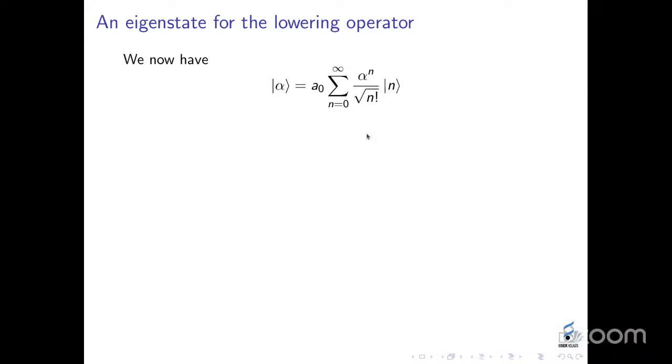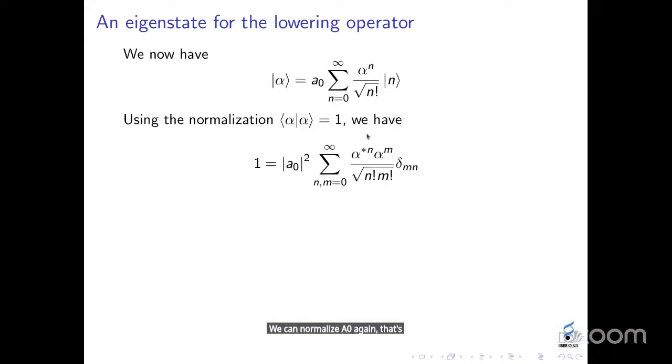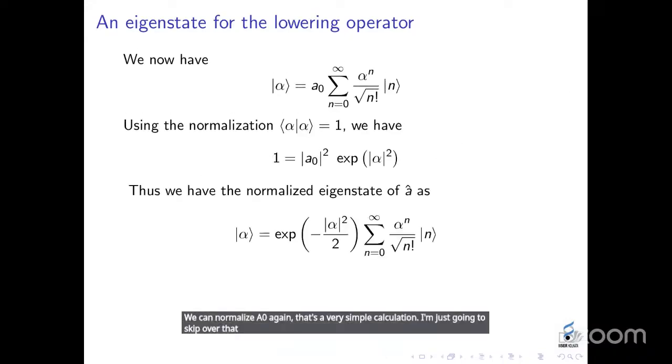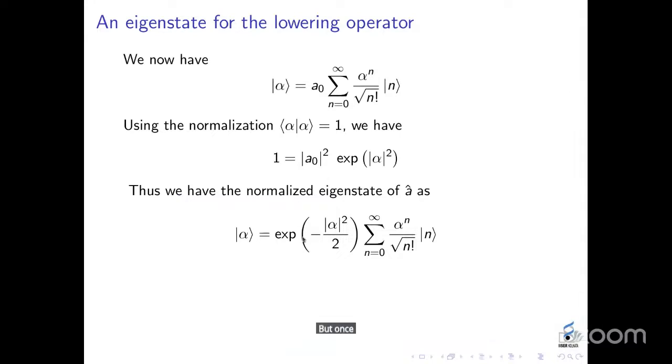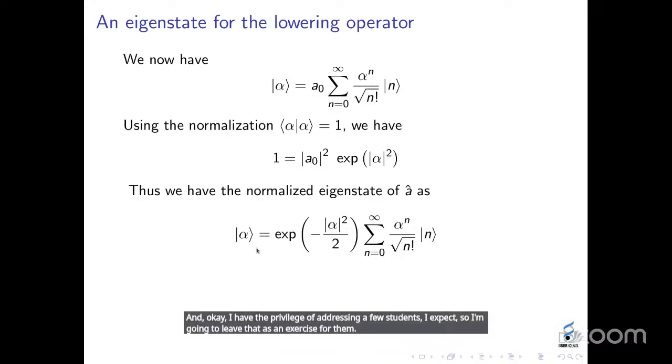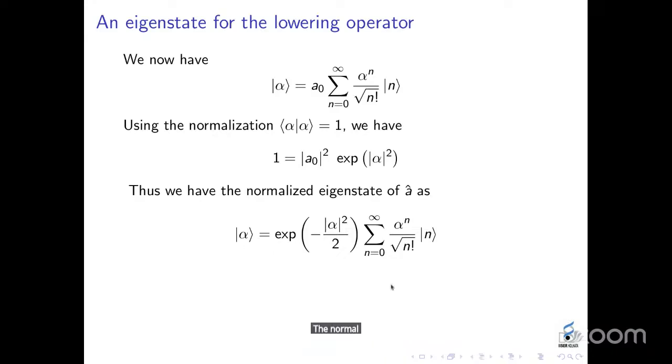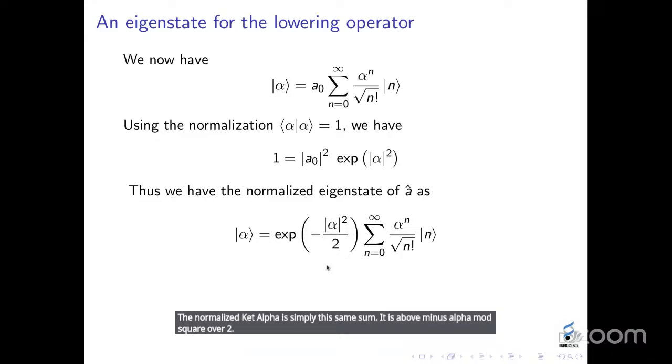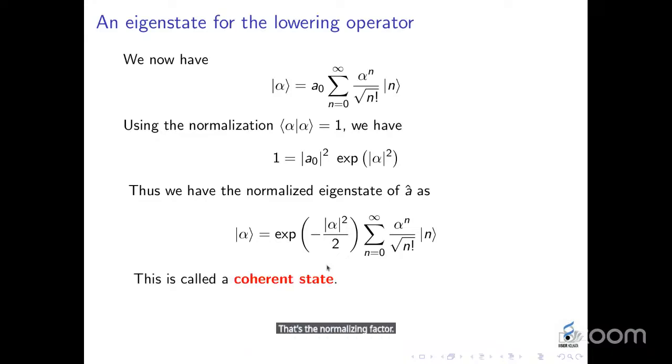We can normalize A0. Again, that's a very simple calculation. I'm just going to skip over that for want of time. But once you normalize this, it's a pretty straightforward summation. And okay, I have the privilege of addressing a few students, I expect, so I'm going to leave that as an exercise for them. The normalized ket alpha is simply this same sum times e to the minus mod alpha square over 2. That's the normalizing factor. Now, this state is called a coherent state.